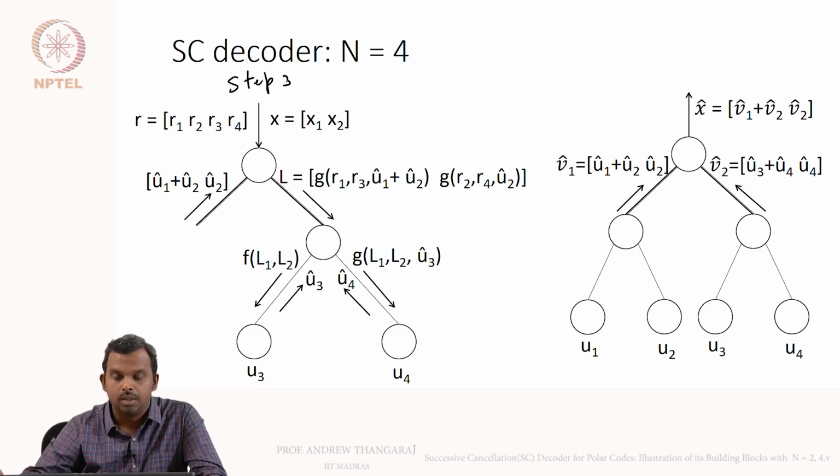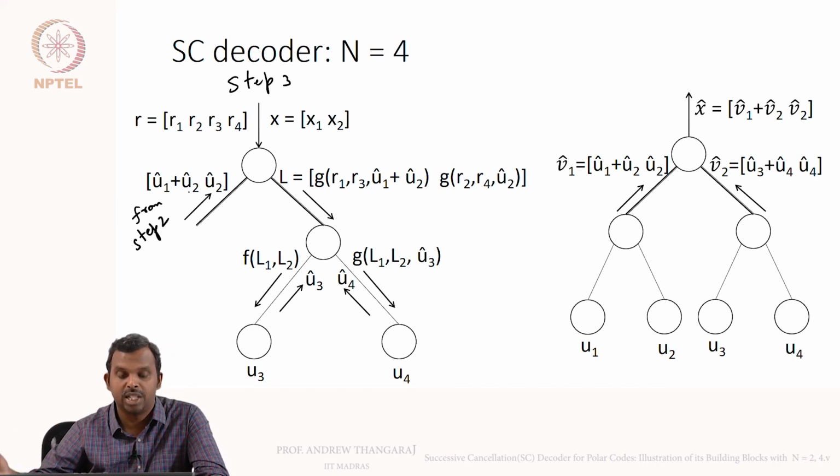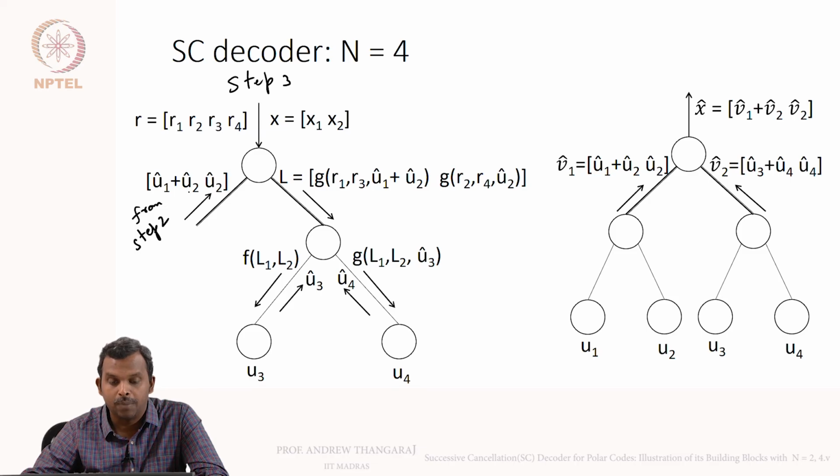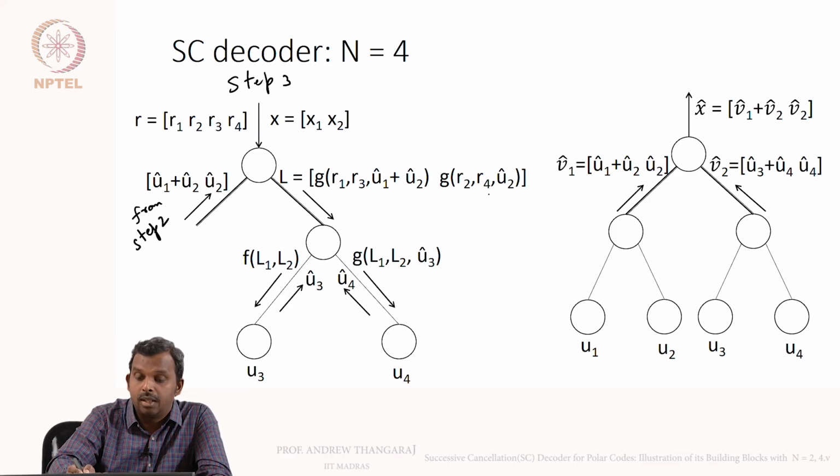Okay, so you got these decisions from the previous step, right? From step 2, we got these 2. The decisions from the left child are coming back up. Okay, now what are the beliefs you compute here? You use g, just like before, except that you're going to use g on the 2 bits, right?